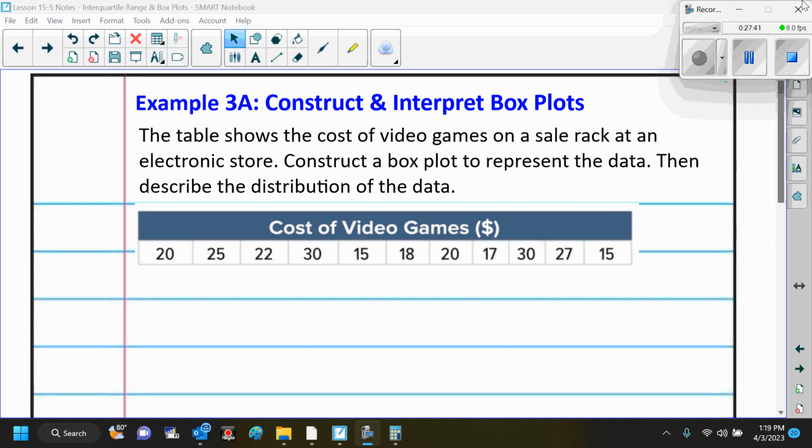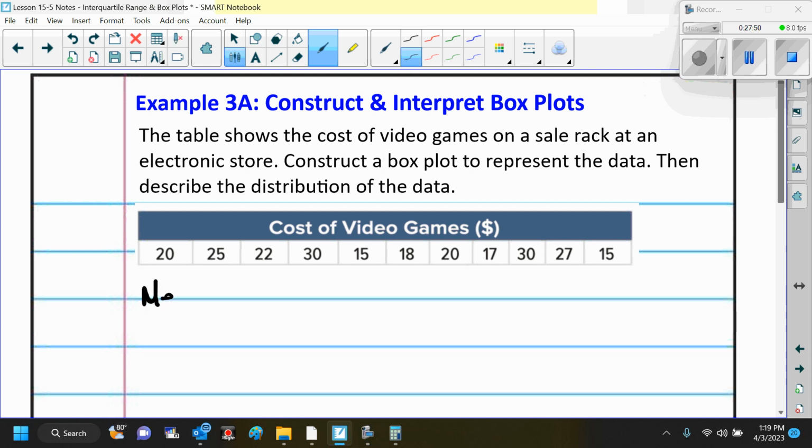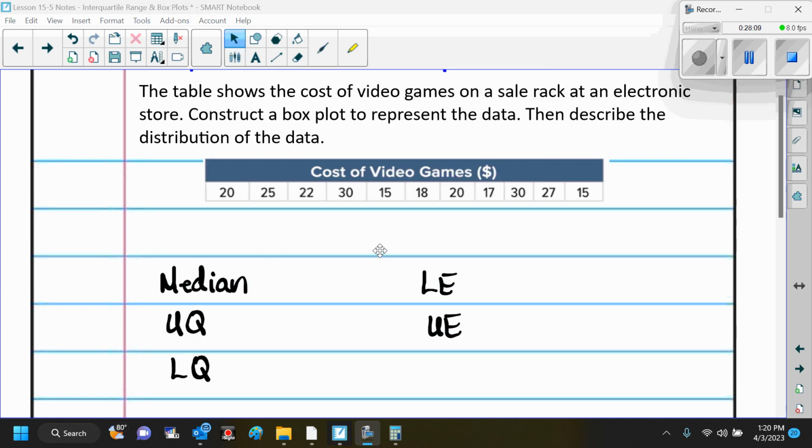So the data points that we need to create a box plot, we need the median. We need the upper quartile. We need the lower quartile. And we need the extremes. We need the lower extreme and the upper extreme. So the first thing we want to do is put the data in order from least to greatest.